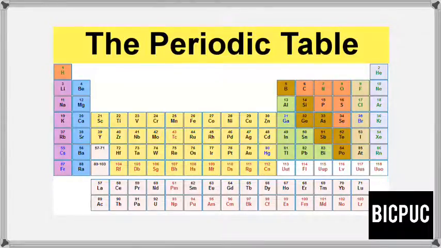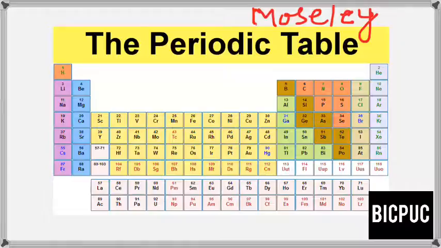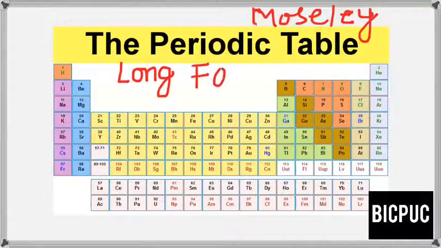This is called the modern periodic table. This concept was given to us by the scientist named Moseley. This modern periodic table is otherwise also called the long form of the periodic table. Now, why is the modern periodic table called the long form of the periodic table?